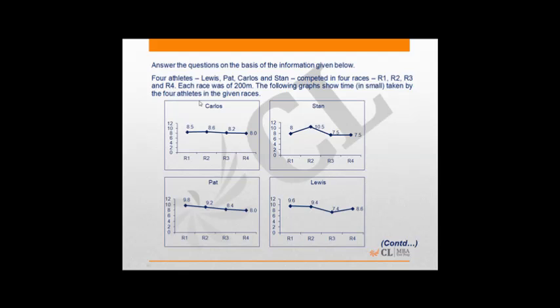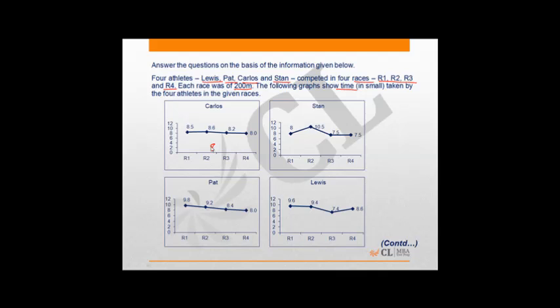LRDS at number 4. 4 athletes, Lewis, Pat, Carlos, Stan, competed in 4 races, R1, R2, R3 and R4. Each race is of 200 meters. Right? The following line graph shows the time taken by these 4 athletes in the 4 respective races. So the first job is to calculate the average time taken by these 4 athletes in the 4 races respectively.